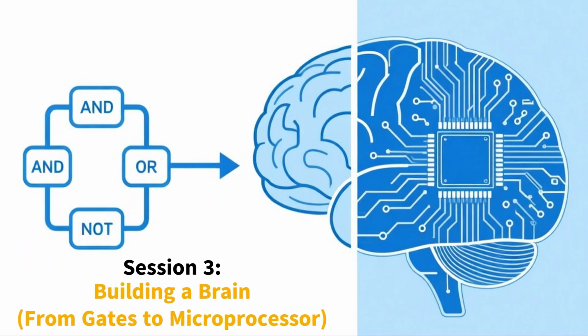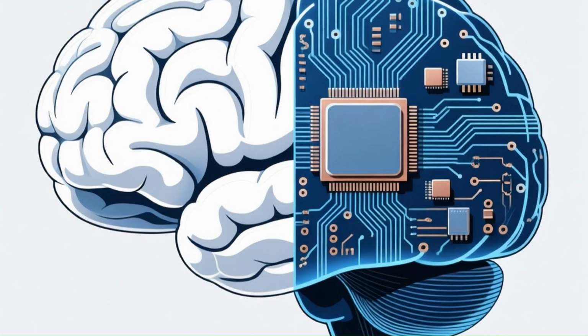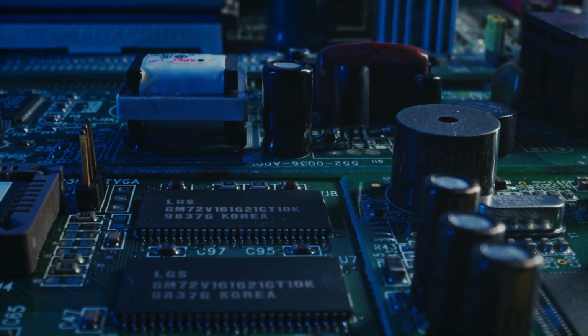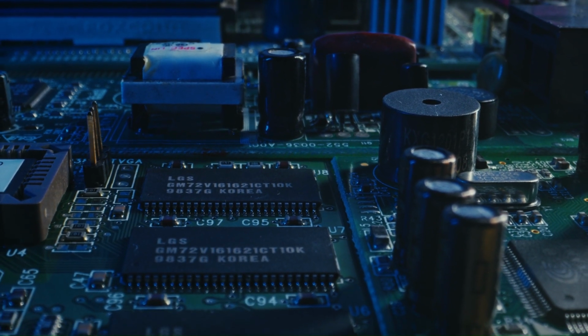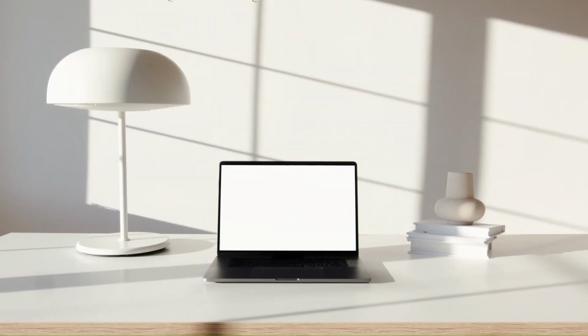Session 3. Building a brain, from gates to a microprocessor. Now, let's talk about building a brain. A microprocessor is like the brain of a computer. It's made up of millions of transistors and logic gates, all working together to process information. It's an incredible feat of engineering, but it's still based on simple concepts.